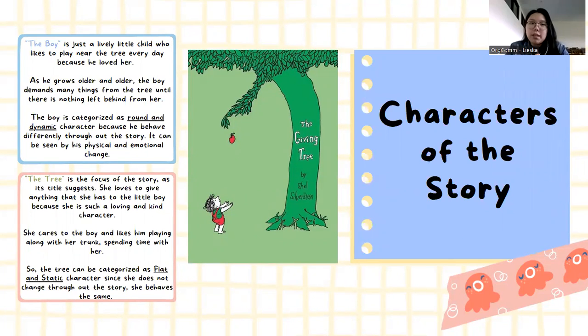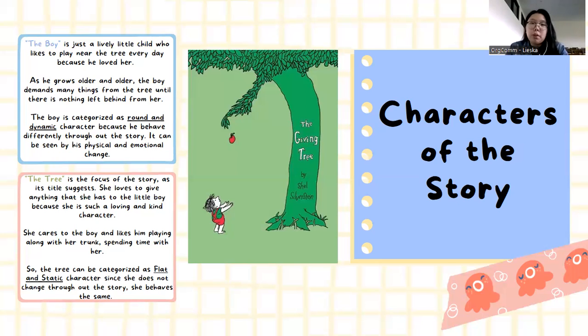The boy is categorized as a round and dynamic character because he behaves differently throughout the story, and it can be seen by his physical and emotional change. And the second one is the tree, which is the focus of the story, as its title suggests, right? She loves to give anything that she has to the little boy because she is such a loving and kind character. She cares for the boy and likes him playing along her trunk, spending time with her. So the tree can be categorized as a flat and static character since she doesn't change throughout the story and she behaves the same. All right, those are the characters of the story.